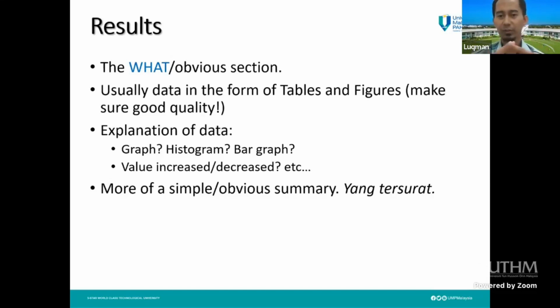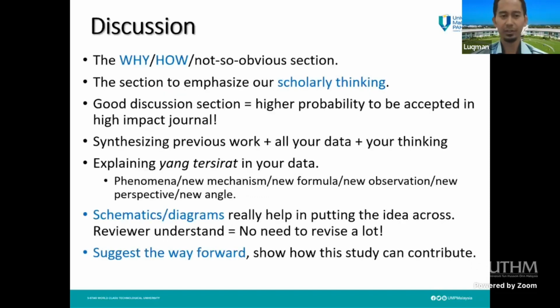There are two ways you can do it. My supervisor liked to put all the results first and then put the discussion at the bottom, compiling all the results and putting them in the discussion in subsections. Sometimes others present the result and go straight into discussion, which is why it is named results and discussion. That's also another way to do it. It's up to you, depending on your supervisor.